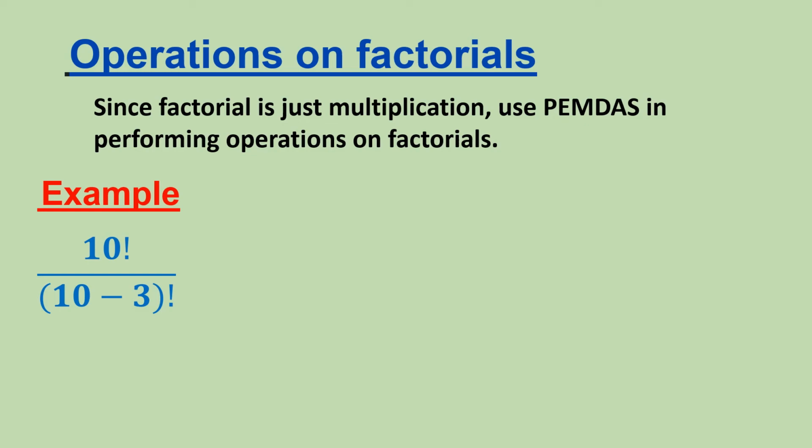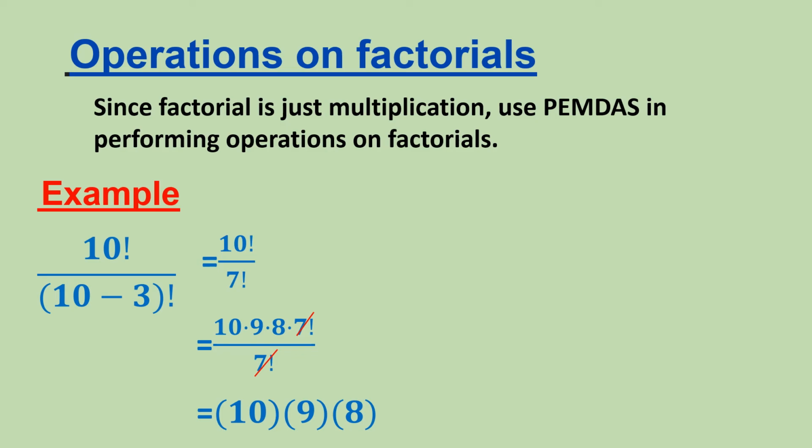So let's say we have 10 factorial over quantity 10 minus 3 factorial. So according to the PEMDAS rule, we're going to perform first those operations in parentheses or in the grouping symbol. So we're going to perform 10 minus 3 first before applying the factorial. So therefore, we will have 10 factorial over 10 minus 3, which is 7 factorial. Then we expand 10 factorial up to 7 factorial. So we will have 10 times 9 times 8 times 7 factorial over 7 factorial. Then we cancel. So therefore, we will have 10 times 9 times 8, which will give us 720. Okay, so let's have another example.